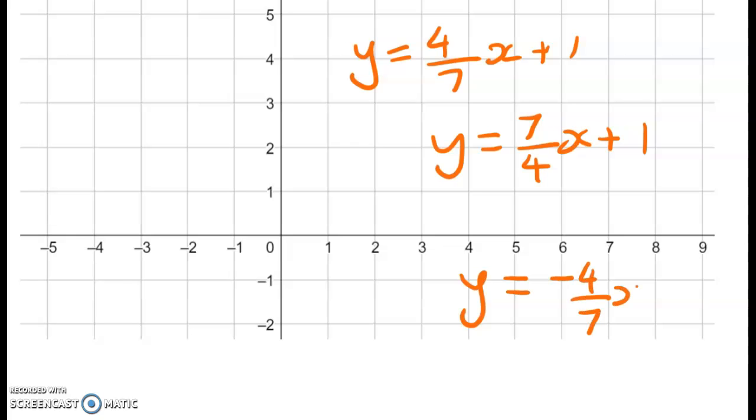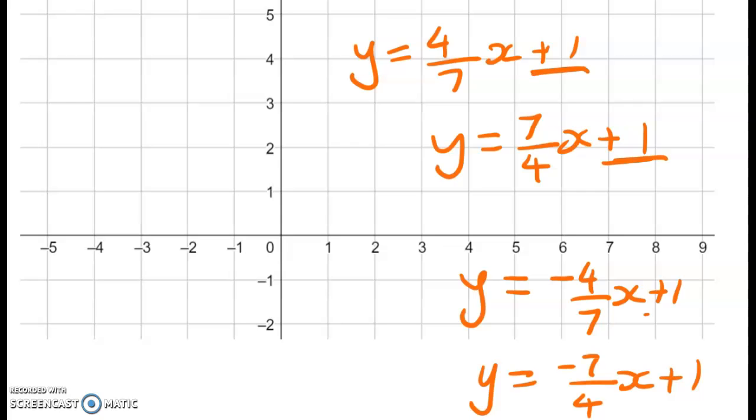So these are the ones we've got left to do. Now I've done these because I've found that people sometimes have trouble with fractional gradients if you don't think about what's going on in the gradient. Okay, so all of these graphs have got a y-intercept of +1. That means that every one of them is going to go through this point here. But what happens after that depends on the gradient.